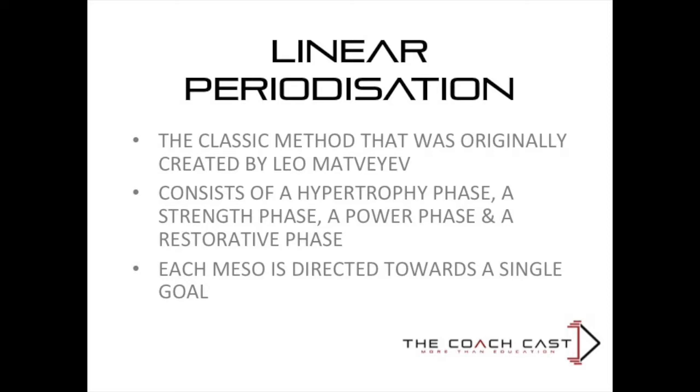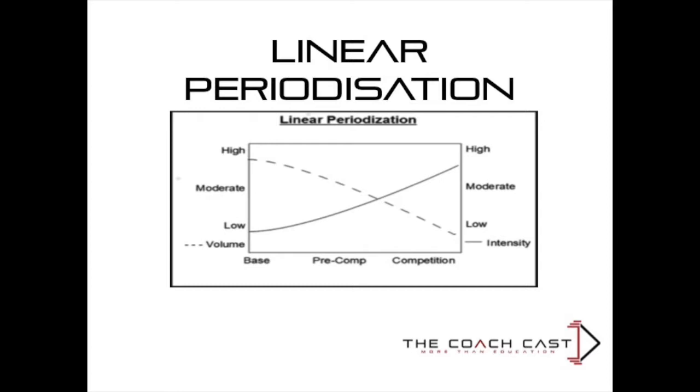So the linear periodization system is the classic method, the one that most people recognize, and it was originally created by Leo Matveyev. It traditionally consists of a hypertrophy phase, a strength phase, a power phase, and a restorative phase, and each meso is directed towards a singular goal, which makes it easy to understand and effective. As you can see on this slide, there's an inverse relationship between volume and intensity, where your first blocks of training start with high volume, and as you progress through your stages, intensity rises and the volume declines. This is what linear periodization traditionally is, and it makes things easy to understand and work.